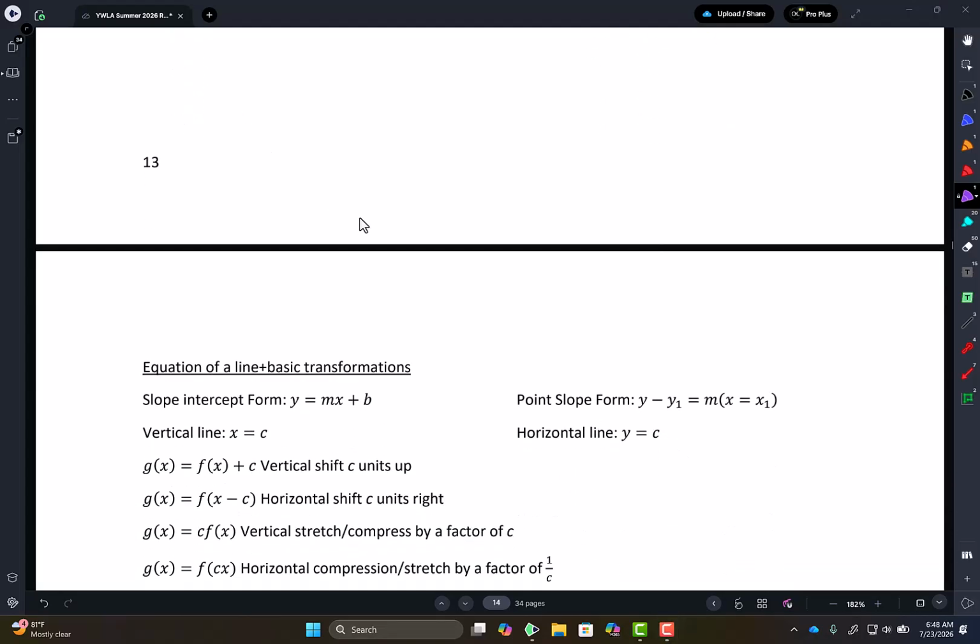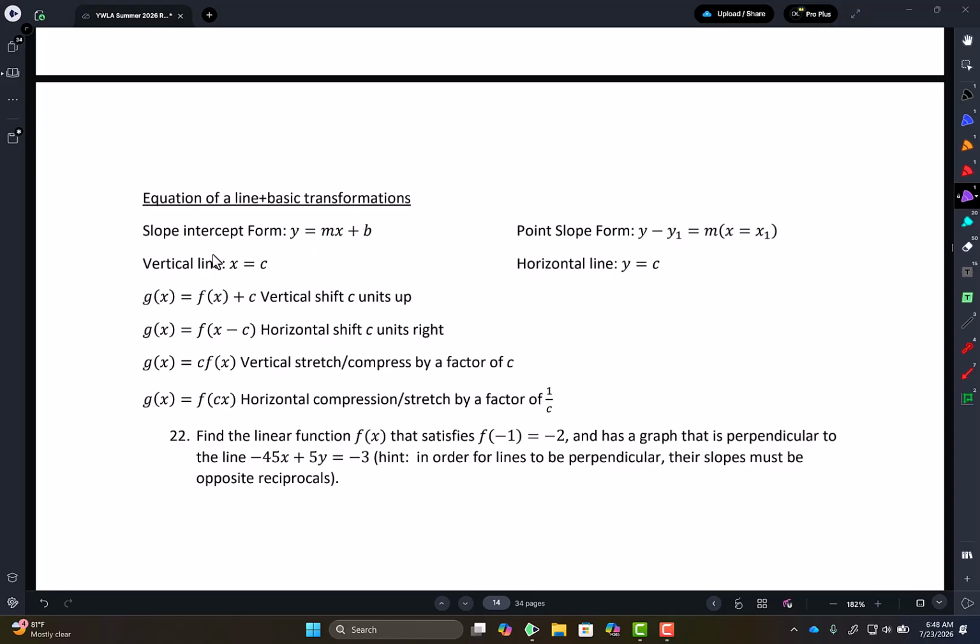All right, guys. So this right here pretty much is basic formulas, guys, from our algebra days. Slope-intercept form, y equals mx plus b. Point-slope form, y minus y1 equals m, x minus, that's a typo, x minus x1. So hopefully yours has a minus and not an equal sign. But if it has an equal sign, change that to a minus.